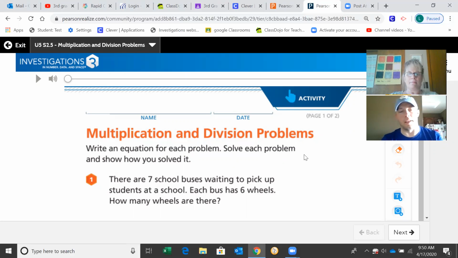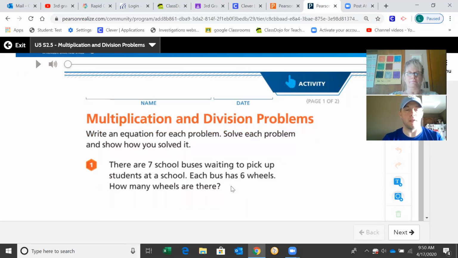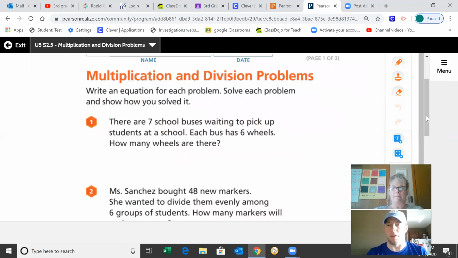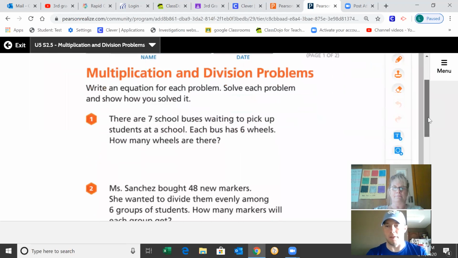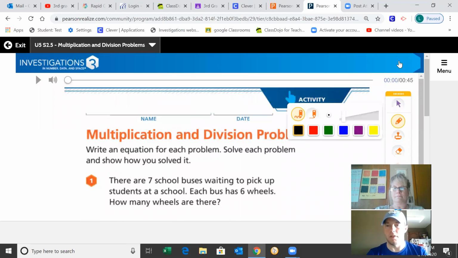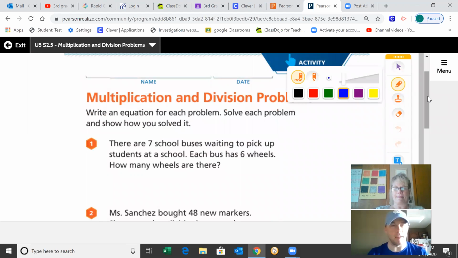Number one says there are 7 school buses waiting to pick up students at a school. Each bus has 6 wheels. How many wheels are there? So I'm going to ask Mrs. Campbell, because she has the power in the situation, to click on the pen tool. And what color, Mr. Wagi? I'm a blue guy. You see, I got my blue on today. Got my light blue on.